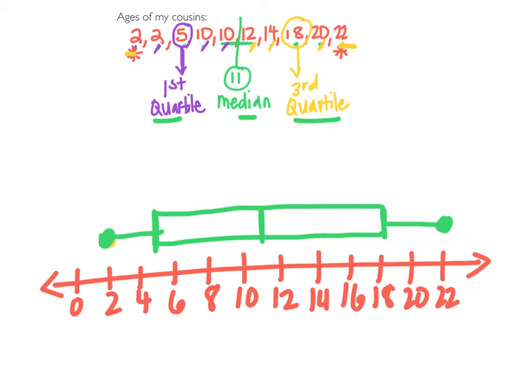All right, so now you might wonder, well, what does this kind of show? Well, it shows, if I just look at this quickly, that my cousins' ages range from 2 to 22. That's kind of a big range, from 2 all the way to 22. Now, I split all of my data into quarters. I split it into 4 sections. Here's a quarter of my data right here. Here's another quarter of my data, a quarter of my data, and a quarter of my data.